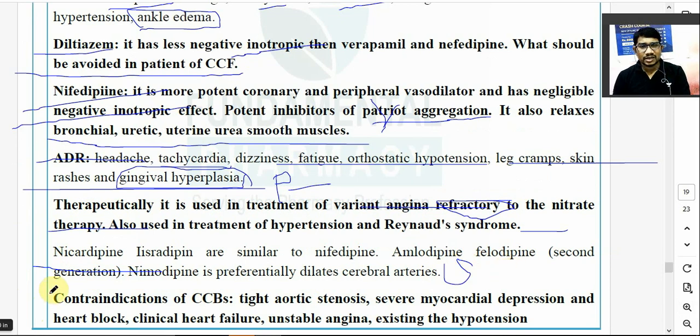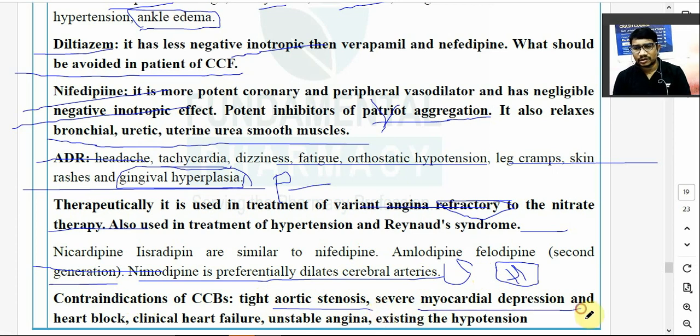Felodipine can be considered as a second generation. Nimodipine preferentially dilates the cerebral arteries. तो ये cerebral arteries को dilate करता है, and that's why nimodipine is preferred in case of cerebral hemorrhage. Contraindications of calcium channel blocker: tight aortic stenosis. Aorta को अगर stenosis मतलब बंद हो गया aorta, severe myocardial depression, इसमें भी यूज नहीं करना है, हार्ट ब्लॉक में यूज नहीं करना है.